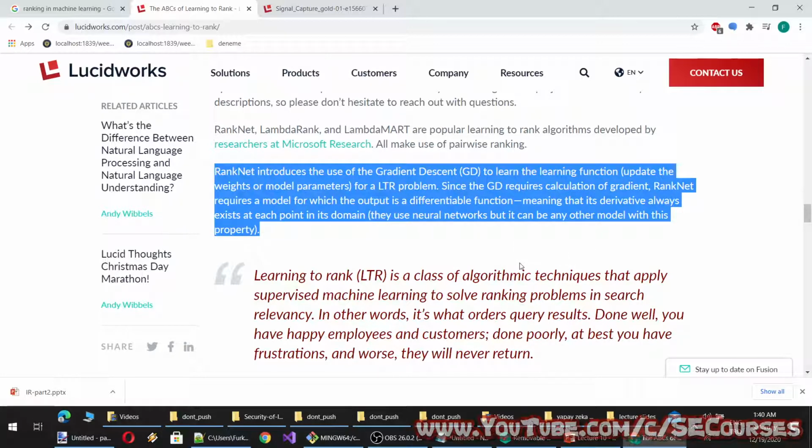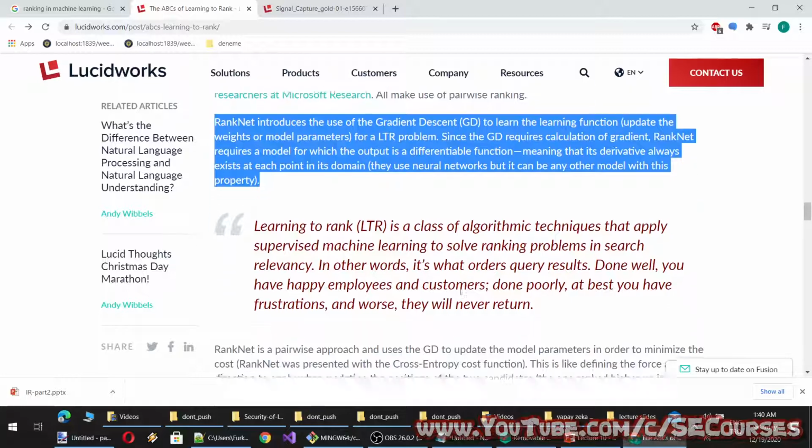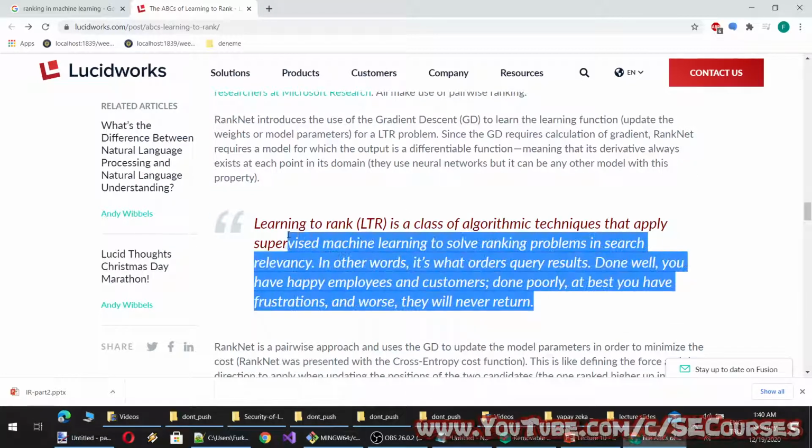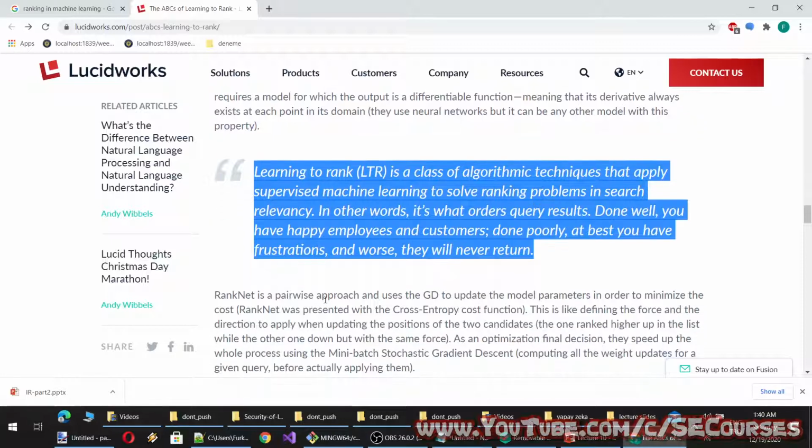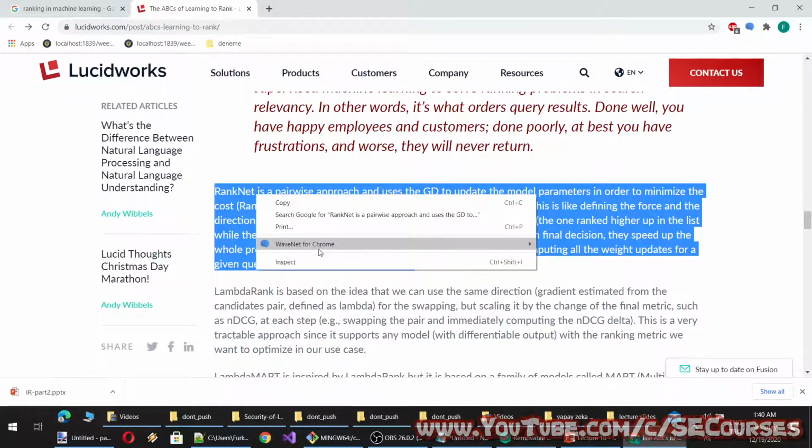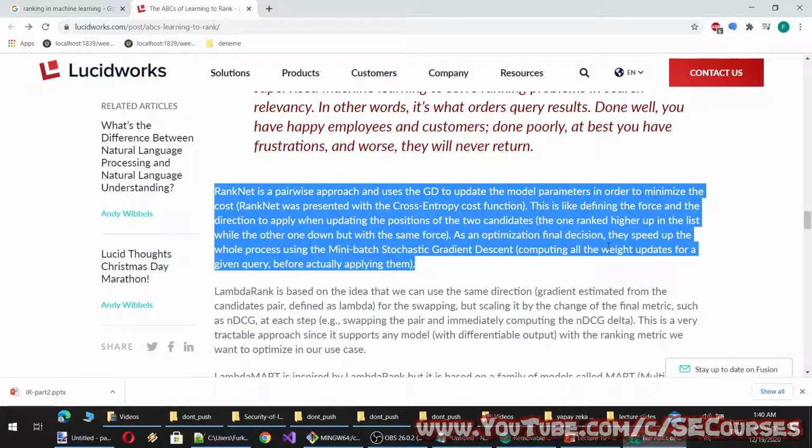RankNet introduces the use of gradient descent (GD) to learn the learning function, update the weights or model parameters for a LTR problem. Since the GD requires calculation of gradient, RankNet requires a model for which the output is a differentiable function, meaning that its derivative always exists at each point in its domain. They use neural networks, but it can be any other model with this property. RankNet is a pairwise approach and uses the GD to update the model parameters in order to minimize the cost.